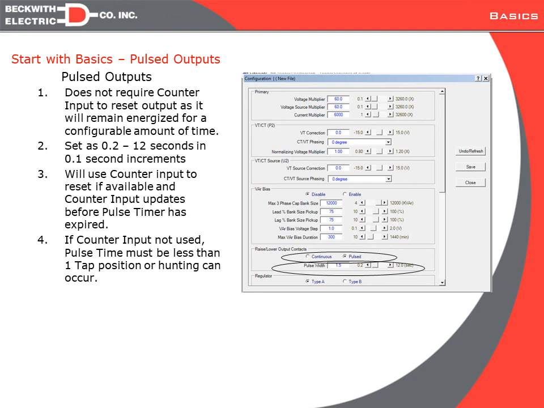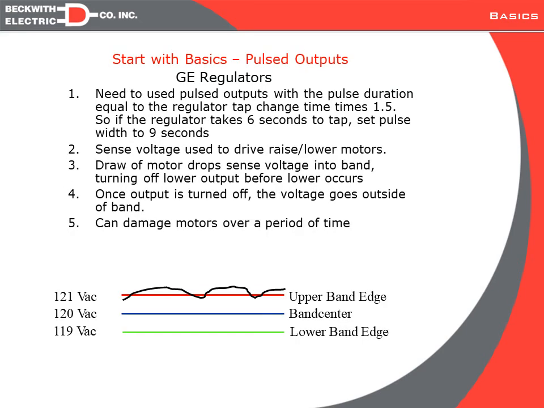So it does use the operation counter to determine whether to turn it off sooner. But if the operation counter is not working or not available, it will automatically turn the output off after the time has expired. When would we use this type of functionality? Well, one case is with GE regulators.